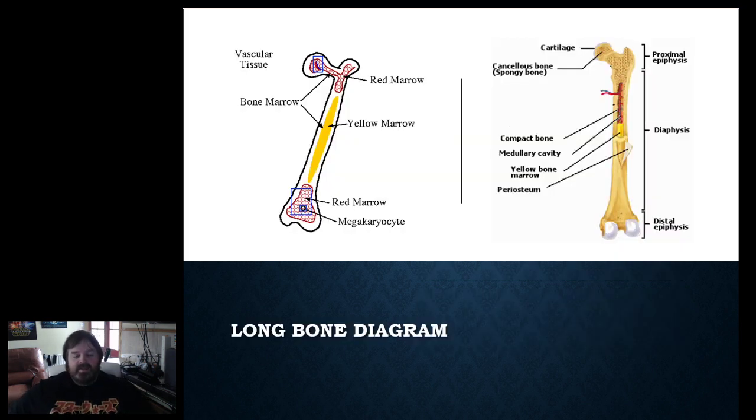So the long bone diagram you've got, this here is just really quick. When you get the yellow bone marrow in the center, you want white cells, you go with that one. You want red cells, you go to the end. Now, important stuff about the long bones.